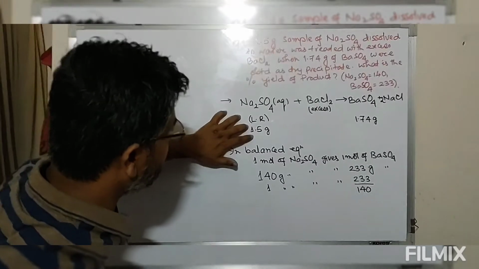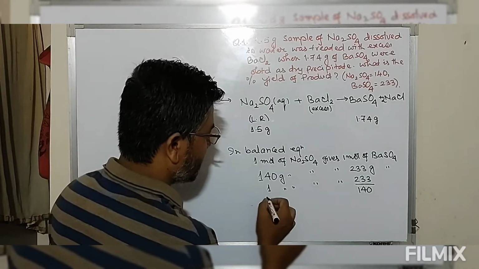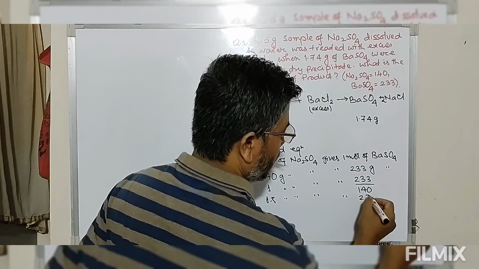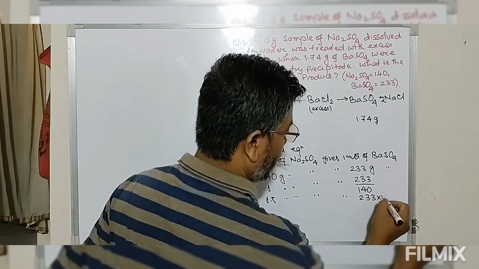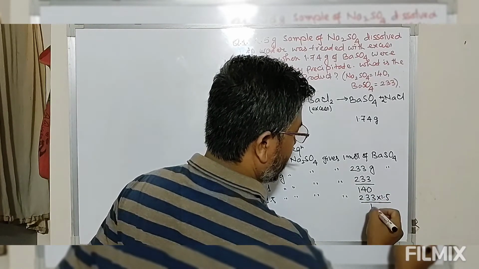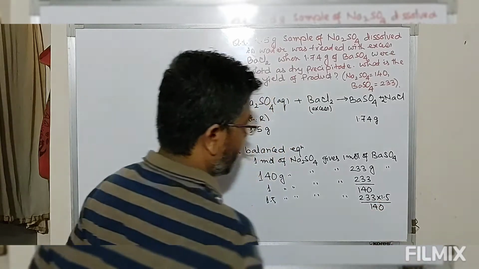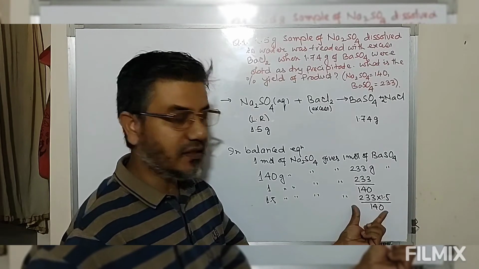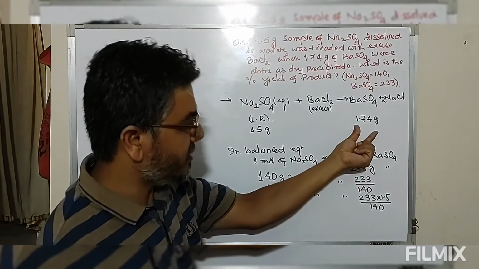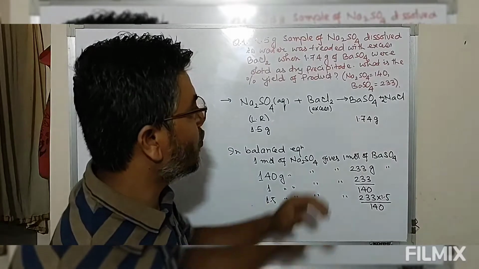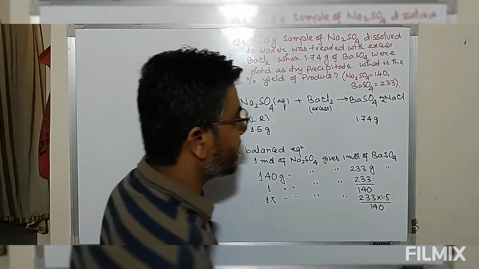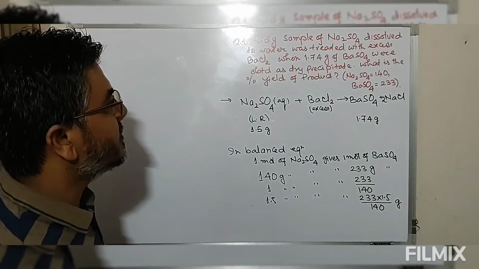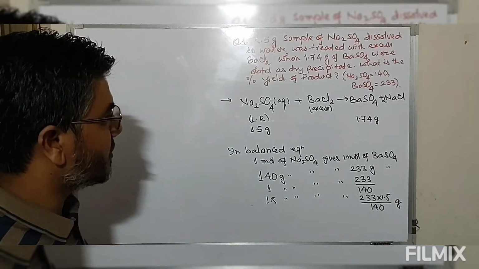Now look at this. What is the mass taken? That is 1.5. So if we start a reaction with 1.5 gram, it will give 233 into 1.5 divided by 140. This is the theoretical yield. This is the experimental yield. Now once we have the theoretical yield and the experimental yield, we can easily define the percentage yield of the product.